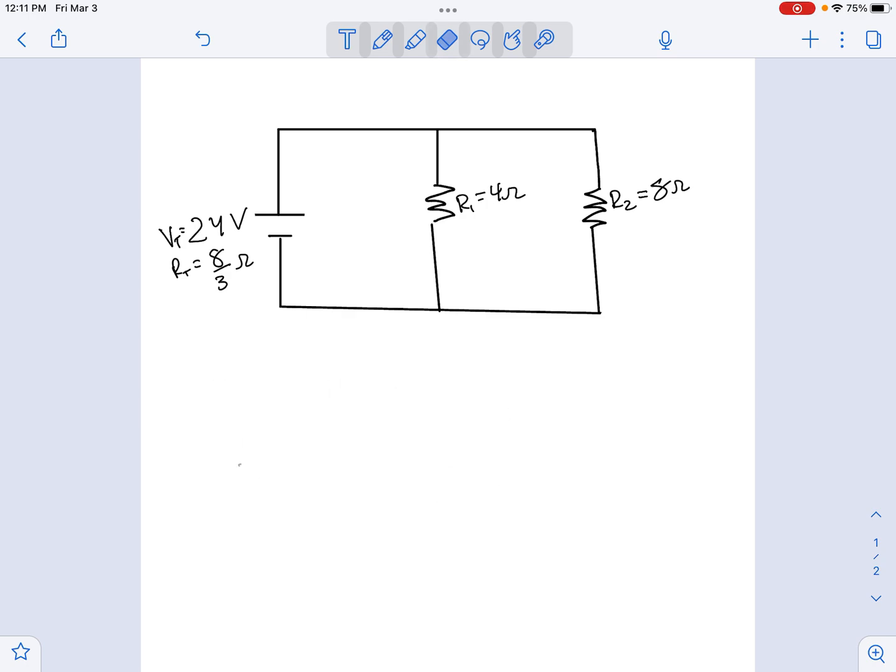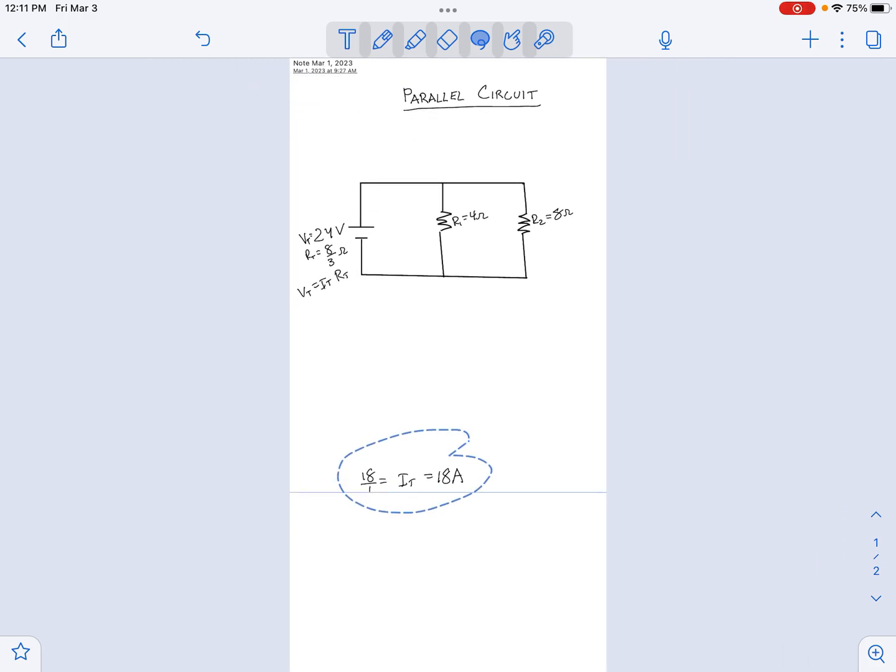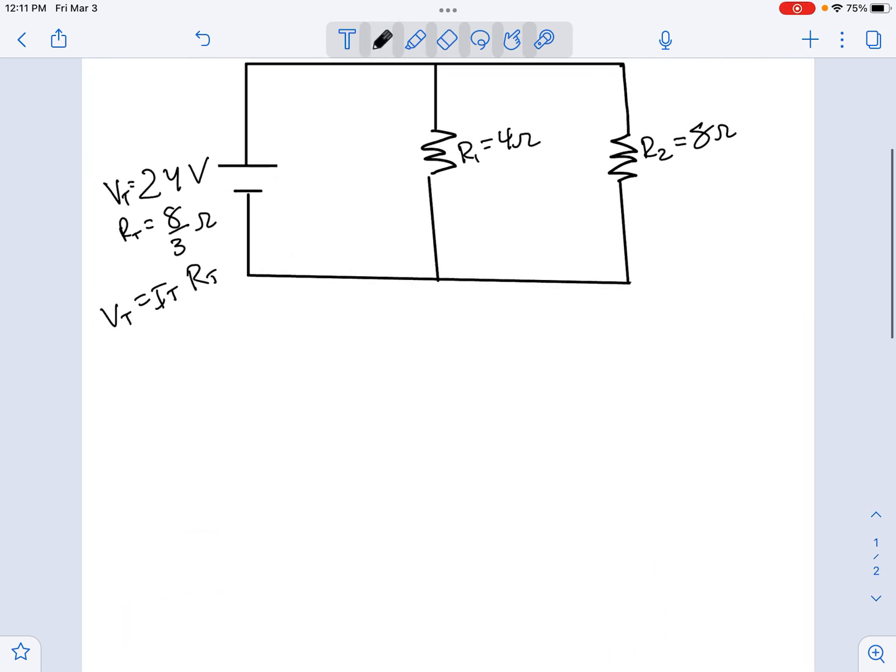Okay, now how do you solve for total current? You know total voltage is equal to total current times total resistance. And we plug this in. 24 is equal to IT times 8 over 3. Okay, now the math looks a little bit scary. Not too bad, but a little bit scary. We've been having issues with things disappearing. Guess I'll have to rewrite it. Okay, so we have 24 is equal to IT times 8 over 3.